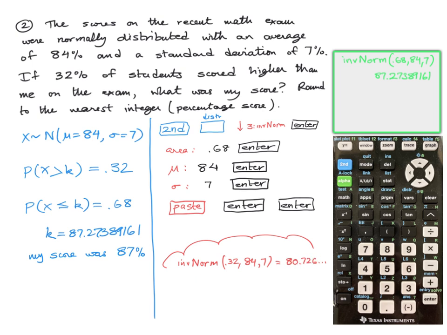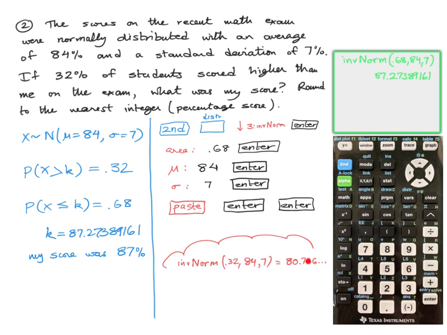But if you look at the problem, you would have known immediately that can't be right, because only 32% of students have scored higher than me, which means I have done better than average, because the average on a normal distribution should be at the 50th percentile. 50% of students will do better than average, 50% of students will do worse than average. So if my score is about an 81, that's below average. So that means that more than 50% should be better than me instead of less than 50%.